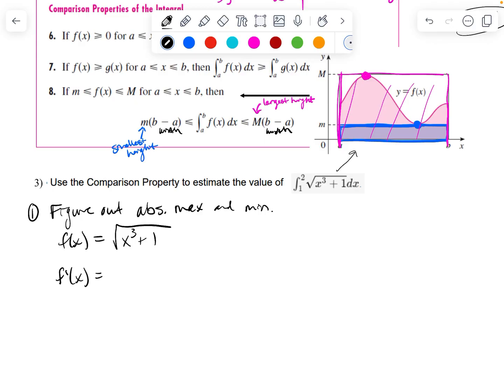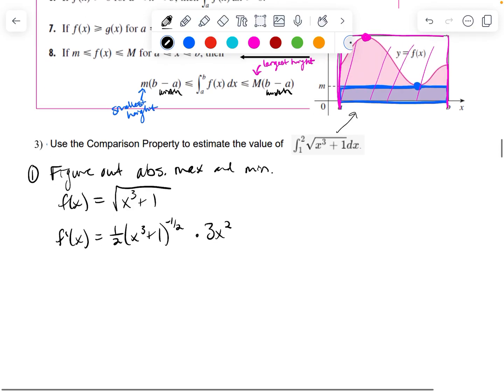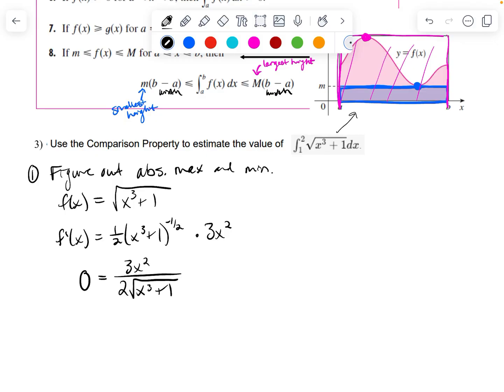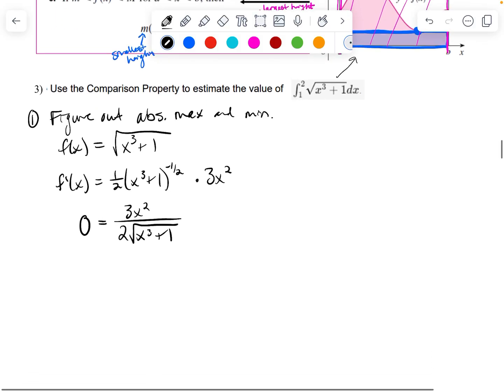So when you find a max, you find the derivative. So what would that be? 1/2 x cubed plus 1 to the -1/2, and then times 3x squared, because I got to do chain rule. And then remember, you set equal to 0. So that would be this thing.